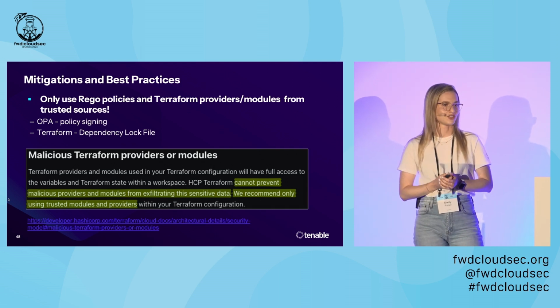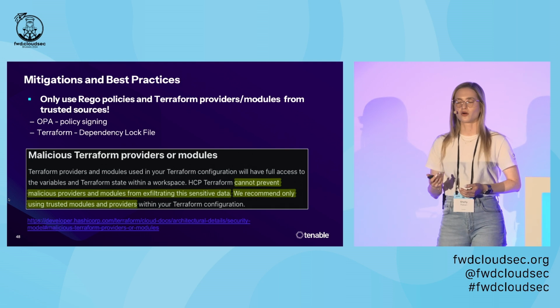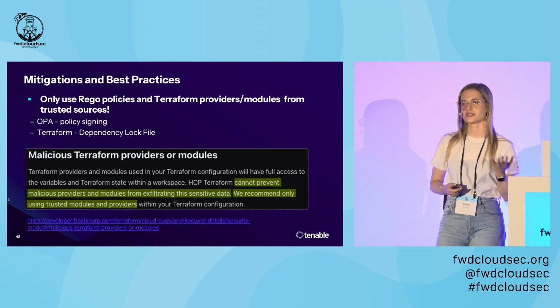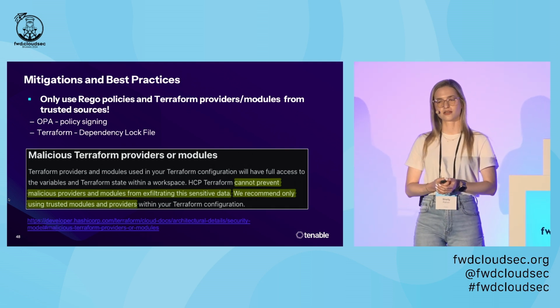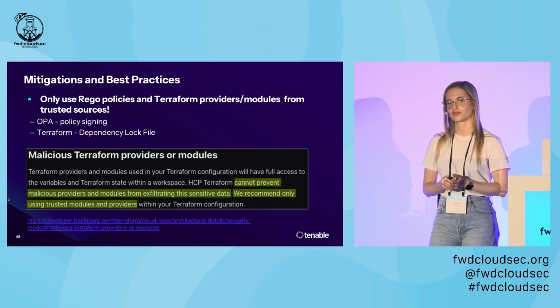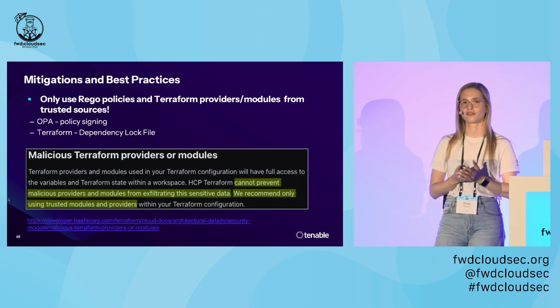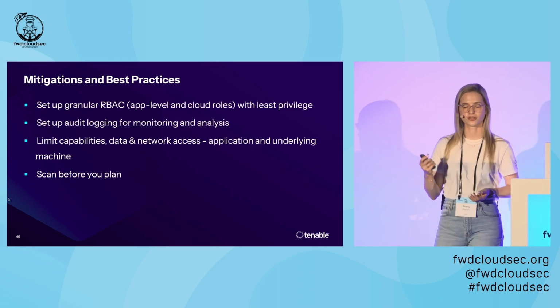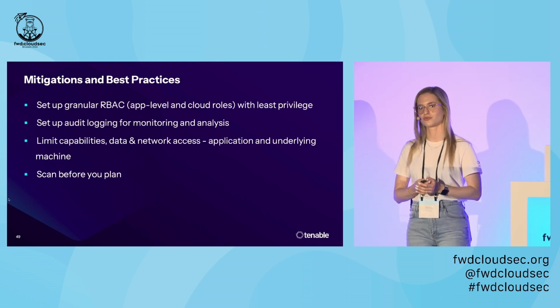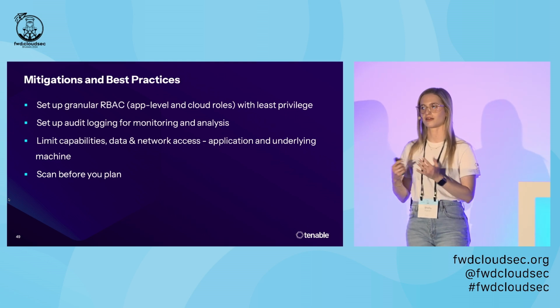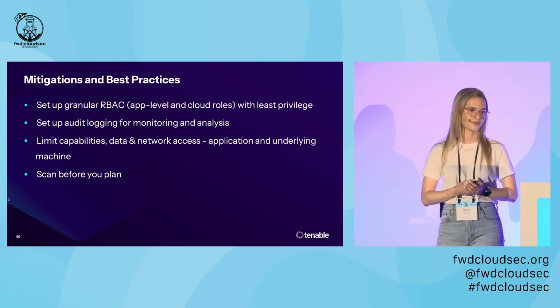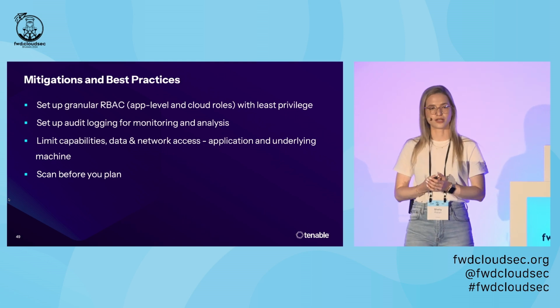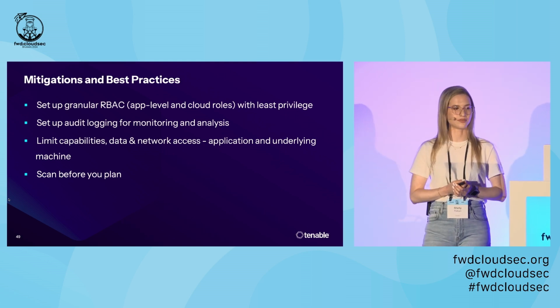Let's talk about some mitigations. Only use Rego policies and Terraform providers and modules from trusted sources. Also, verify their integrity. Both OPA and Terraform have built-in features to do that. Set up granular RBAC with least privilege, both at the application level and in the cloud roles and machines. Also, set up logging to analyze and monitor the activity.